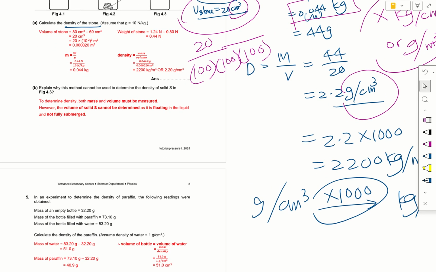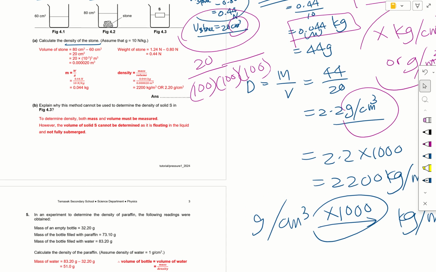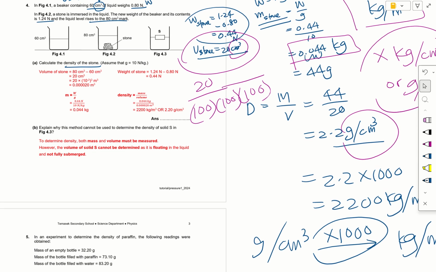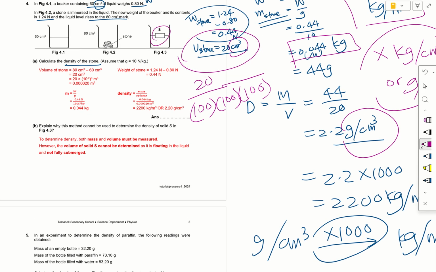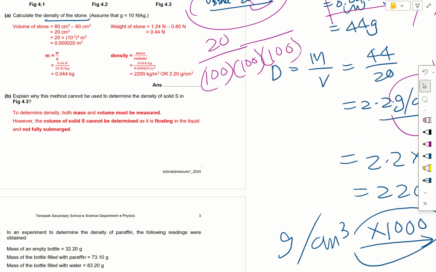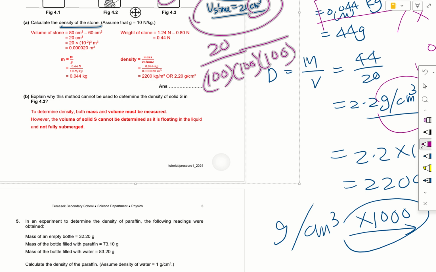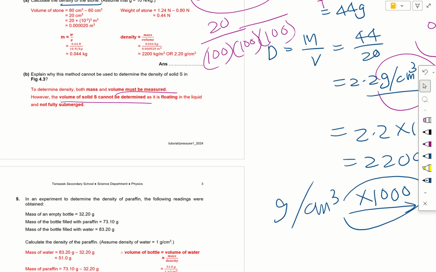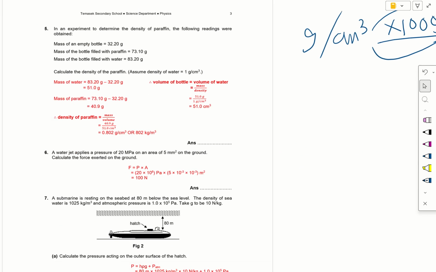Now, explain why this method cannot be used to determine the density of solid ash. If we look at solid ash, it is actually floating, so we cannot determine the volume. We cannot determine the volume because it's not fully submerged.